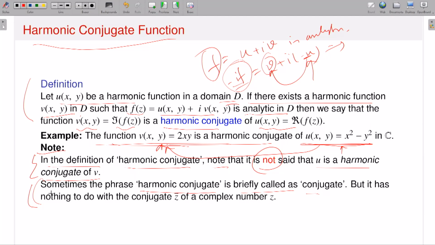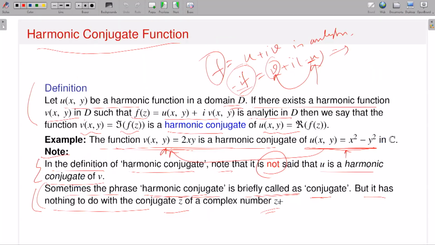So you should be careful. Sometimes the phrase harmonic conjugate is briefly called conjugate, but it has nothing to do with the conjugate z bar of a complex number z. Given a complex number z, that z bar has nothing to do with the corresponding conjugate of a harmonic function. So this is the harmonic conjugate definition I am giving.